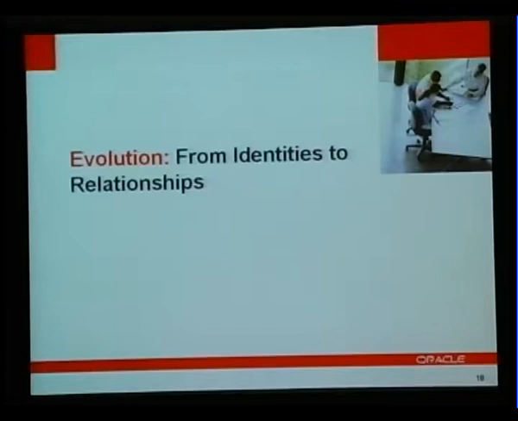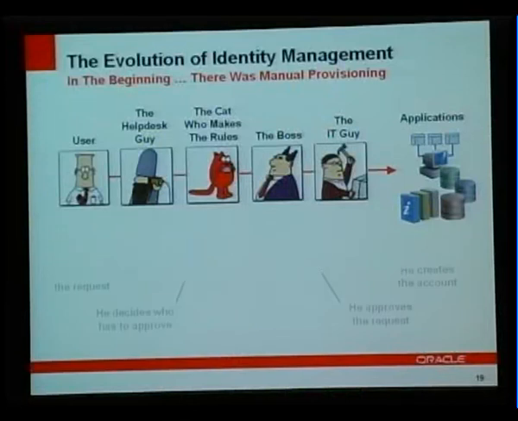However, we believe that managing and provisioning identities and basic roles is not sufficient to represent the requirements of businesses today. And there is an evolution needed, moving from identities to relationships. So in the beginning, as you had seen in the previous slides, there was manual provisioning. You had a whole bunch of users, and there was cost and boss, and really who makes the rules was just some little cat in the middle. And finally, you have access to your applications.